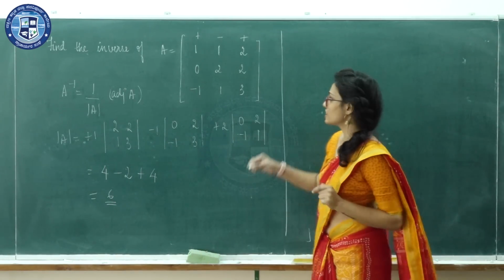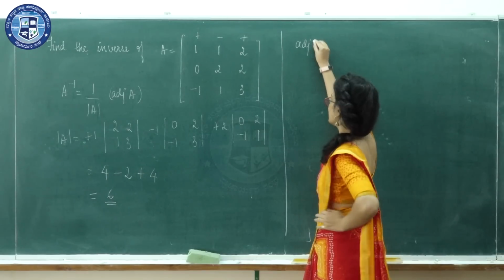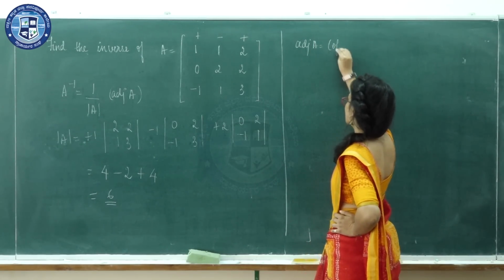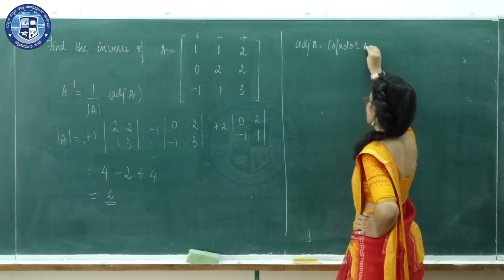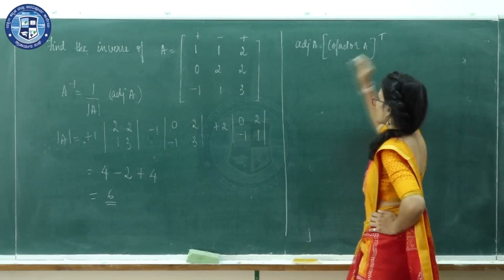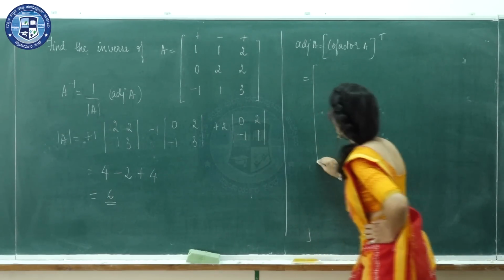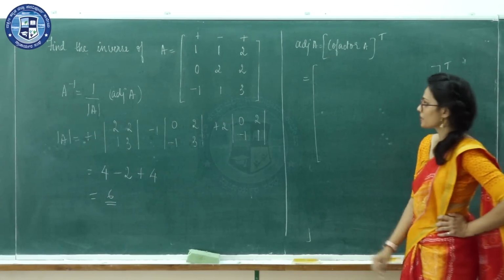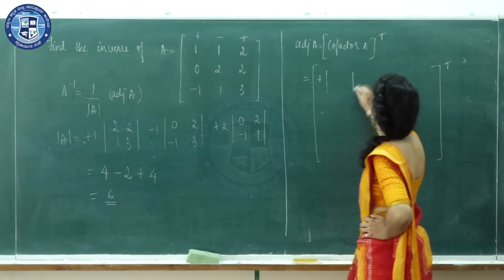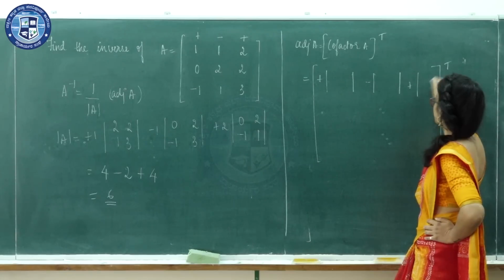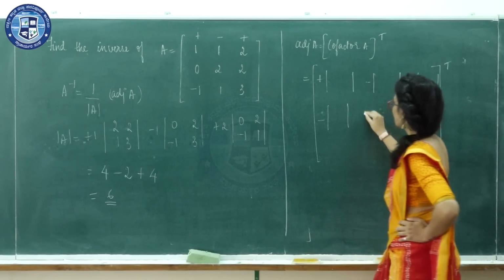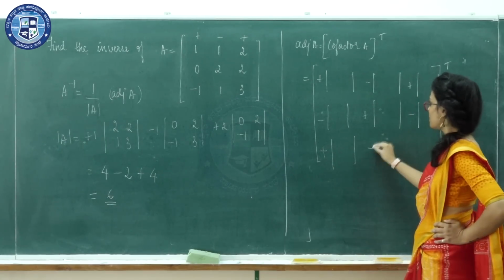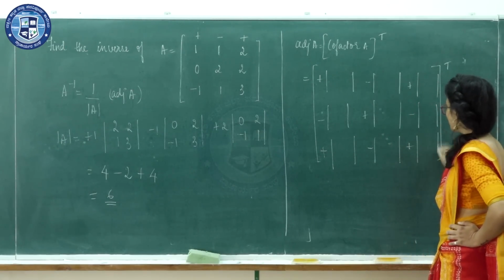Now we will find the adjoint of A. So we already know the formula for adjoint is cofactor matrix transpose. So let us find the cofactor A transpose. Okay. So first I will draw the outline of how my matrix is going to look like. Okay. So plus, minus, plus, minus, plus, minus, plus, minus, plus. Now let us fill in the terms here.